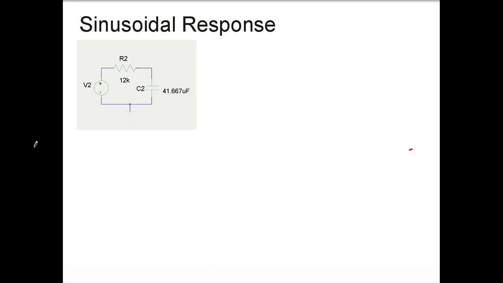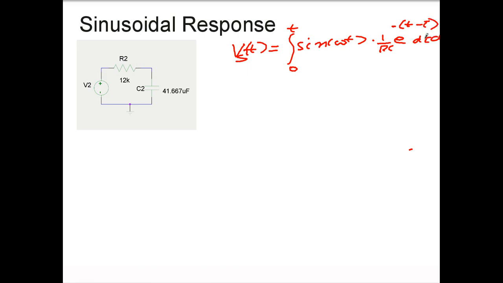Let's next move on to the sinusoidal response, and this will get a little complicated. Our integration would get a little complicated. Let's just get right into it. So my input is, let's just write the formula. V sub S, and I use a subscript of S to indicate that it's a sinusoidal input. V sub S of t would be equal to the integral from 0 to t of sine omega t times 1 by RC e raised to minus (t minus tau) d tau, with the limits from 0 to t.